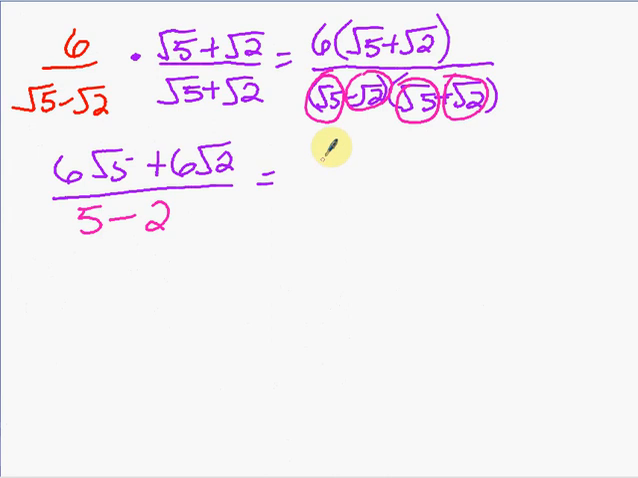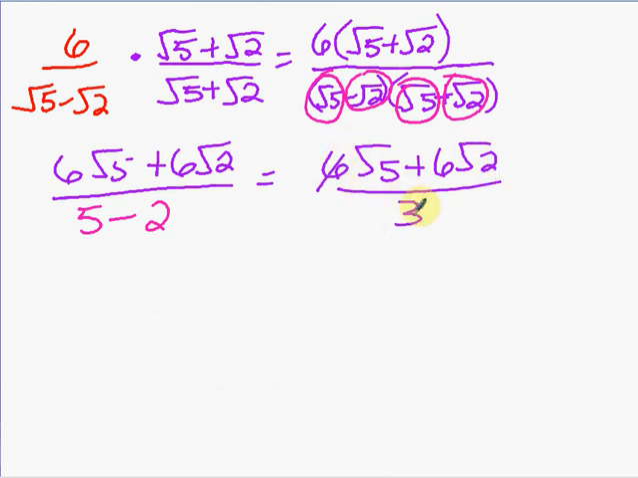We have 6 root 5 plus 6 root 2 all over 3. And that looks nice, but I see that I can divide all 3 terms by 3. So I'm going to do that. I'm going to make this a 1, make those 2 6s 2s. So my actual final answer is 2 root 5 plus 2 root 2. Done.